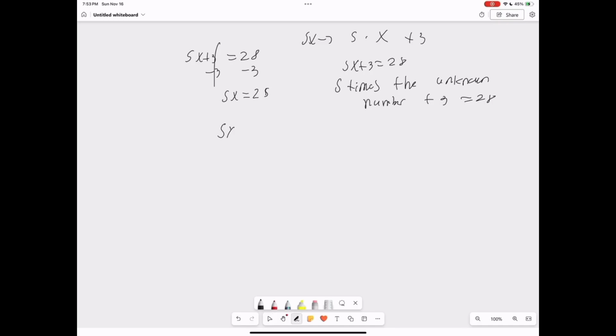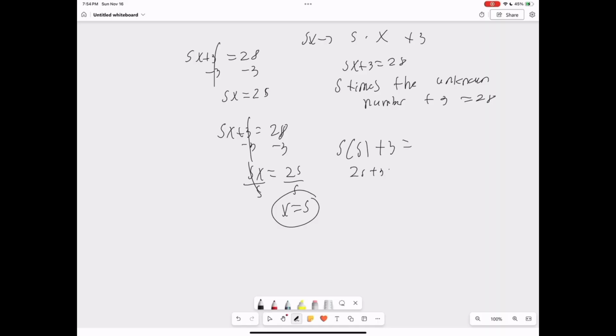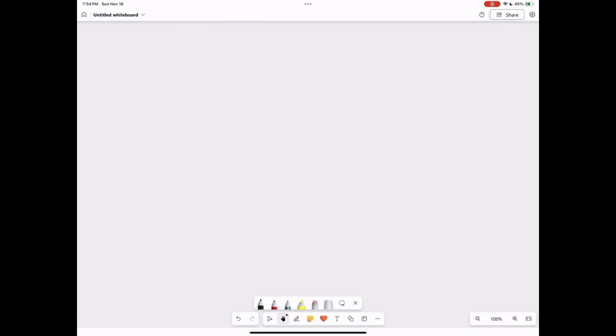So let's try this one. 5x plus 3 equals 28. Let's remove this 3. So we get 5x equals 25. Now we have 5 times x. How can we do the opposite? It's dividing. If we divide by 5, 5 divided by 5 is 1, and 25 divided by 5 is 5, so we get x equals 5. Let's plug 5 in here. 5 times 5 plus 3, we get 25 plus 3, which is equal to 28. So this is verified.